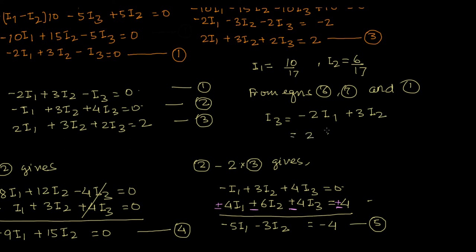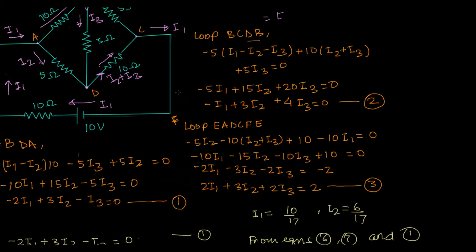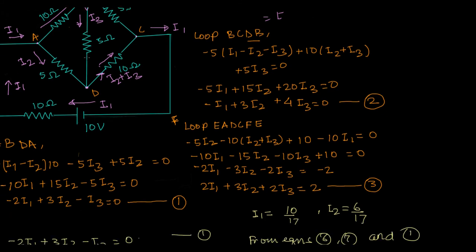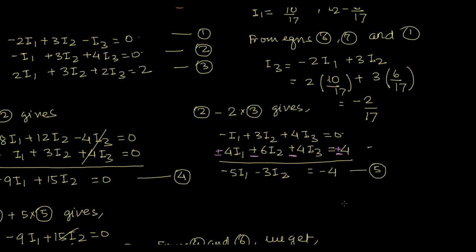So what is that equal to? That is minus 2 into 10 upon 17 plus 3 into 6 upon 17. That gives me 18 upon 17 minus 20 upon 17, so that is minus 2 upon 17. So the I3 that I took, going down, that direction is wrong. It should be coming up and it should be equal to 2 upon 17. So I get I3 as minus 2 upon 17.